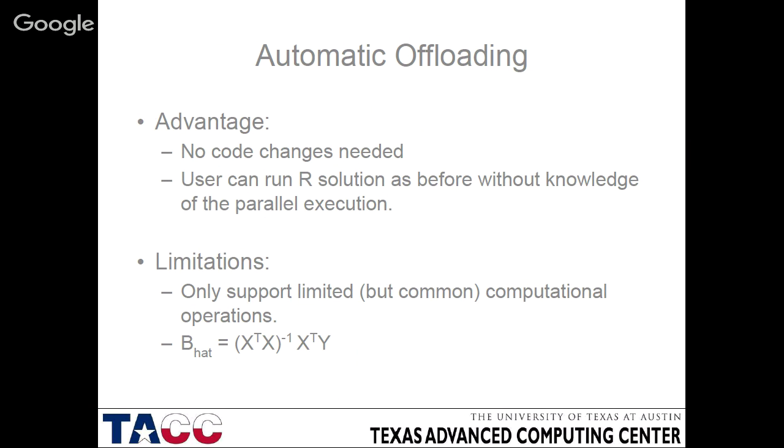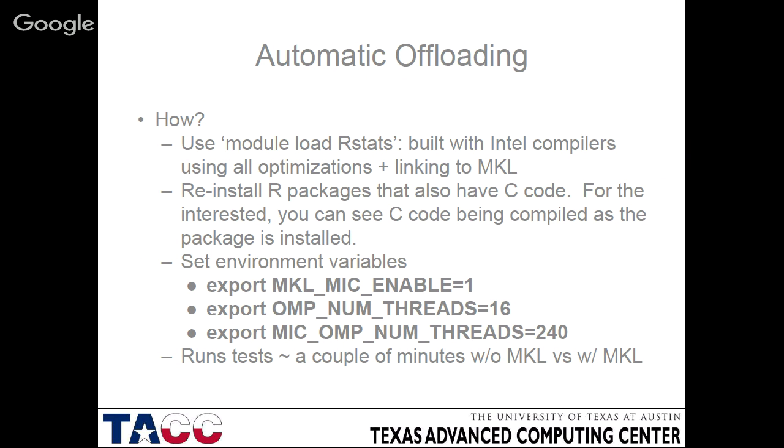Limitations. Yeah. This is the slide. Only supports limited computational operations. That means only speeding up a little bit. How? Already talked about how, right? So here's the flag. You can set MPI MIC enable equal to 1, and then number of threads, that means number of processes, MIC OMP. I think one of them is setting the multi-core, and one of them is setting the MIC process. There's a percentage that you can set. I can send you the submission script later if you really need it.